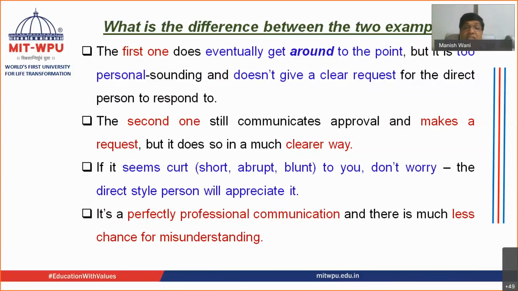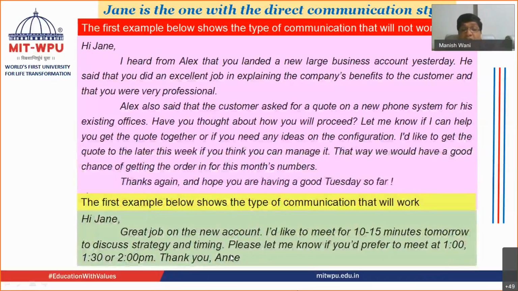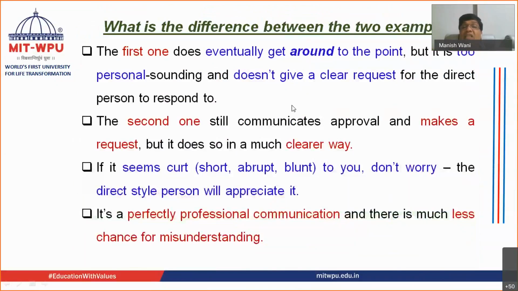Jane may not, Annie may not like this kind of communication, because Annie is a different kind of communicator. Okay. So Annie may not like it, but don't worry. Jane is a direct communicator, so Jane will appreciate whatever Annie has written, which is very short and sweet, because Jane does not have time for going through all these things, and she finds it very boring. Okay.